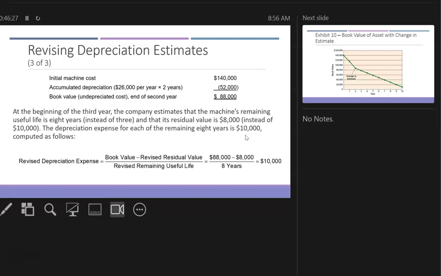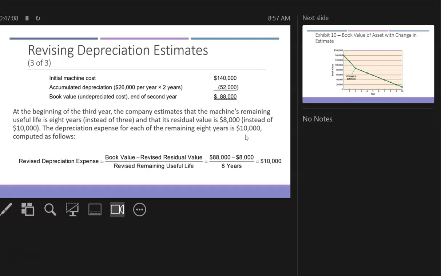So going forward, year 3, we're going to adjust our depreciation. We're now going to show the $88,000 is the book value. We now show a residual value of 8, which means we have $80,000 as the depreciable cost, divided by 8 years, means now going forward, we're going to depreciate $10,000 a year. We don't go back and fix anything. We just go forward with our new information and adjust the depreciation going forward.